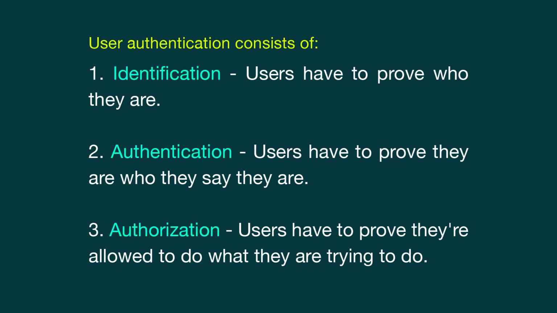First one is identification. Users have to prove who they are. And the next is authentication. Users have to prove that they are who they say they are. And the last is authorization. Users have to prove they are allowed to do what they are trying to do.